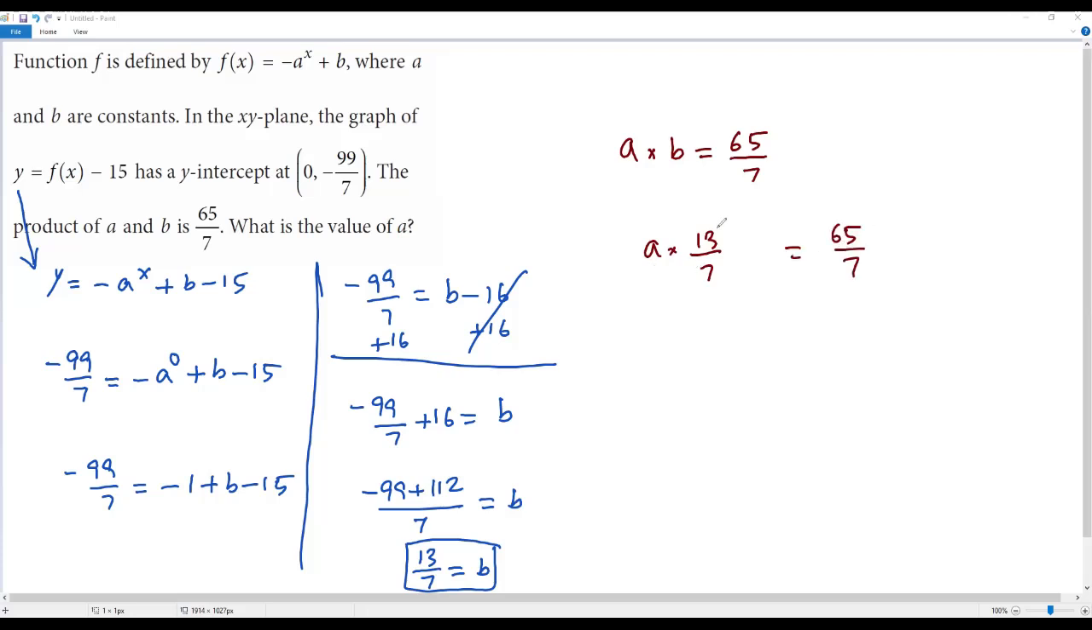Okay, to solve for a, I have to get rid of this fraction 13 over 7, which is multiplied by a. For that, I have to multiply both sides of this equation by the reciprocal of 13 over 7, that is 7 over 13. Let me multiply both sides of the equation by 7 over 13. Here 13 will cancel out, and 7 will cancel out. 13 goes into 13 one time, and 13 goes into 65 five times. On the left side, I just have a, and on the right side, I have 5. Now I got the value of a. The value of a is 5.